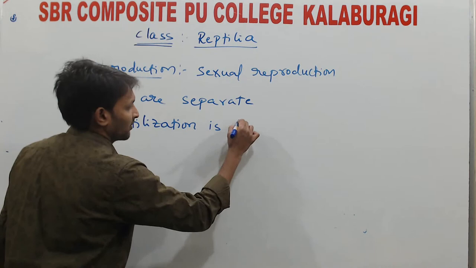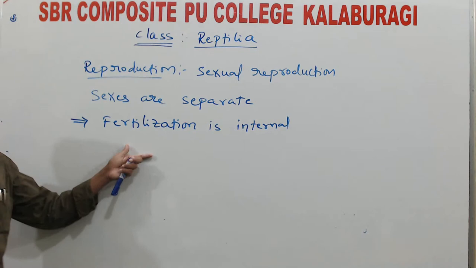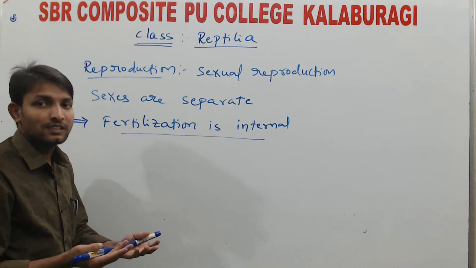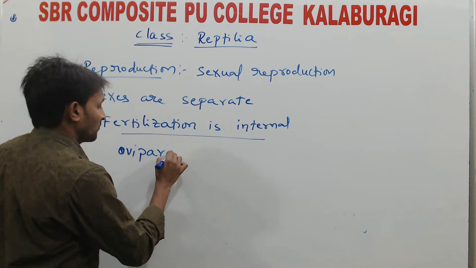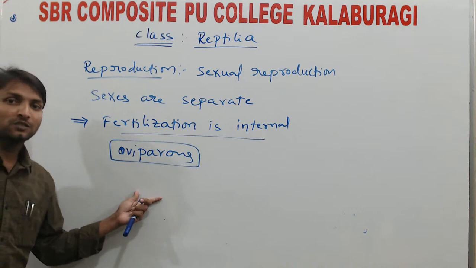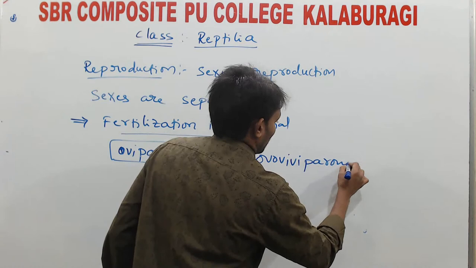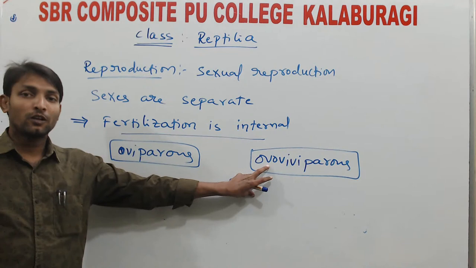Here only one important thing you have to understand: internal fertilization is happening. After that, most of the organisms will lay the eggs. When they are laying the eggs, in such condition, what do we say? Oviparous. So mostly oviparous, but a few organisms are ovoviviparous. That means inside the female organism only, the fertilized egg will develop.